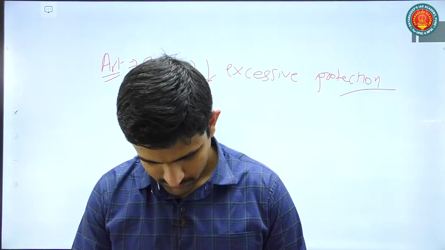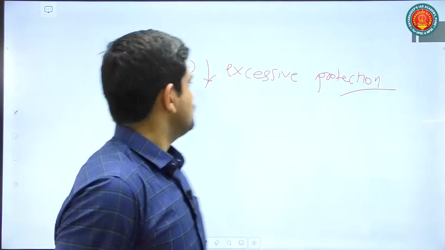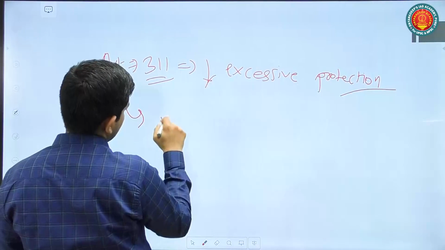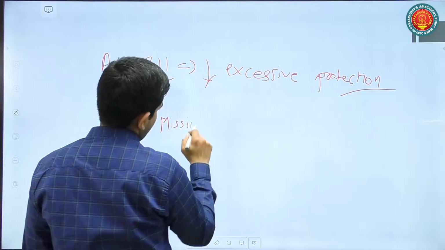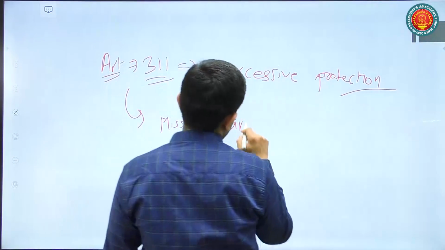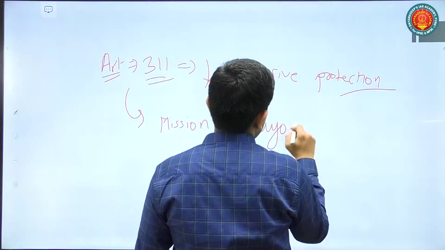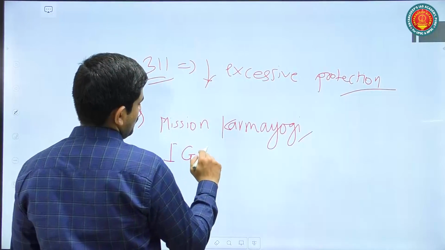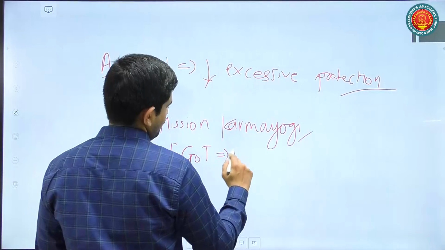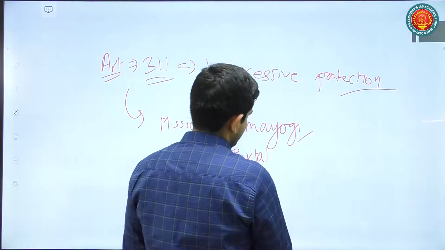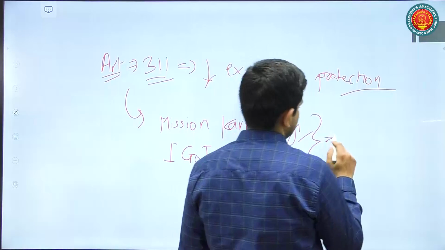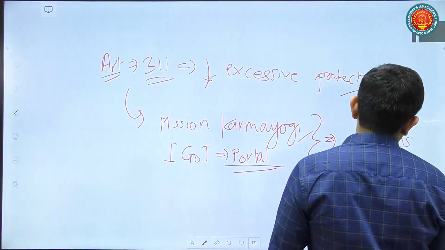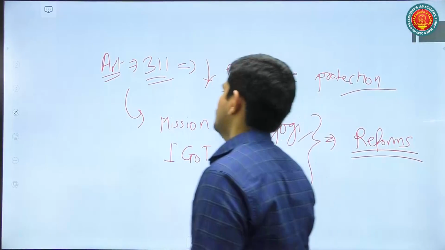Then you can also talk about present government initiatives like Mission Karmayogi, or you can also mention the iGOT portal. So these all are essential in a way to ensure reforms in the bureaucracy. Mission Karmayogi.